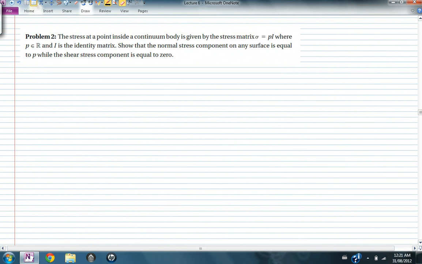The case of a hydrostatic stress. Assuming that the stress at a point inside a continuum is given by the stress matrix sigma, which is equal to [P, 0, 0; 0, P, 0; 0, 0, P], where P is any real number, multiplied by the identity matrix. So sigma is equal to P I, where P is a real number and I is the identity matrix.